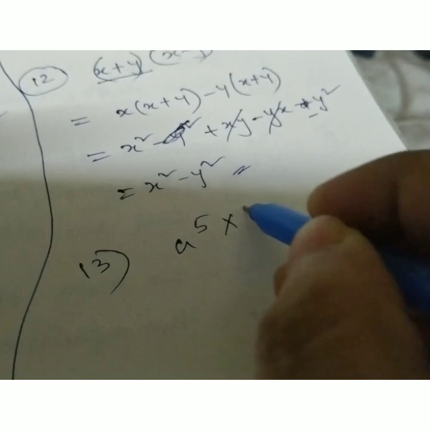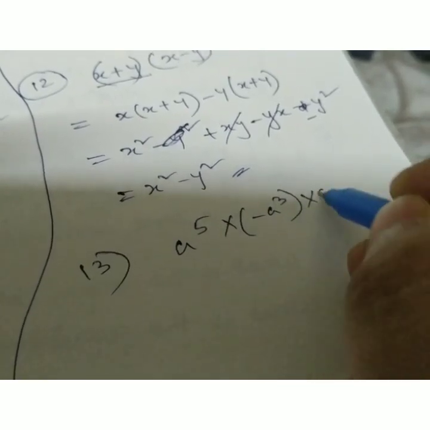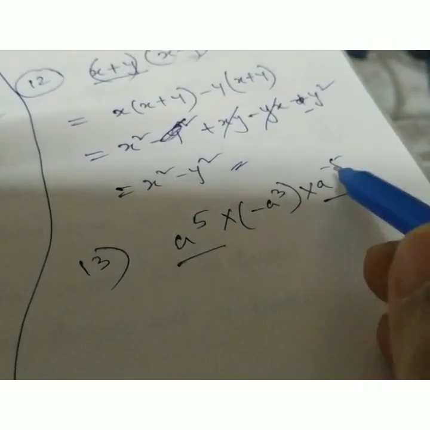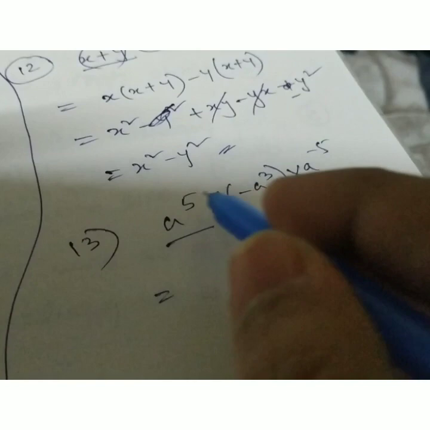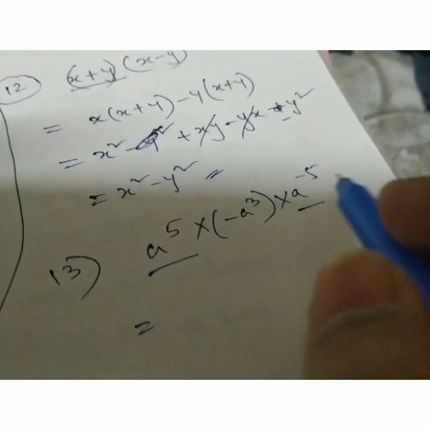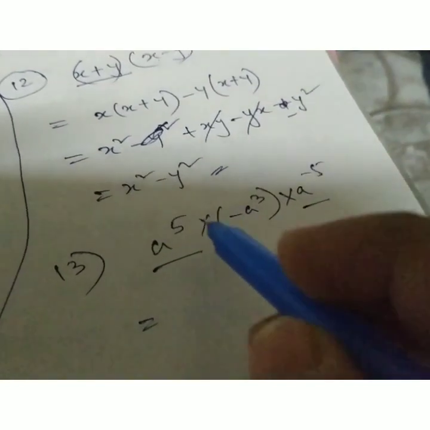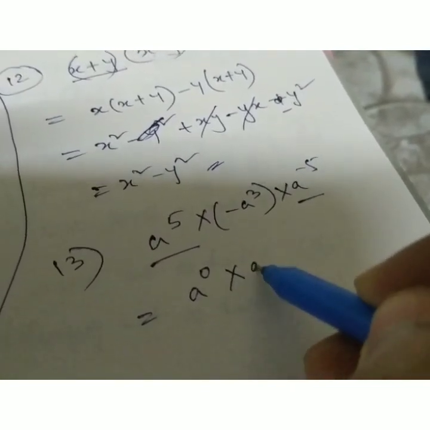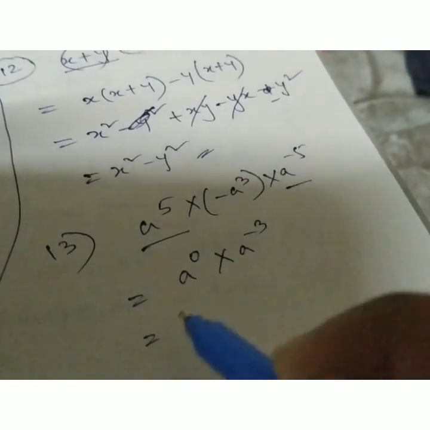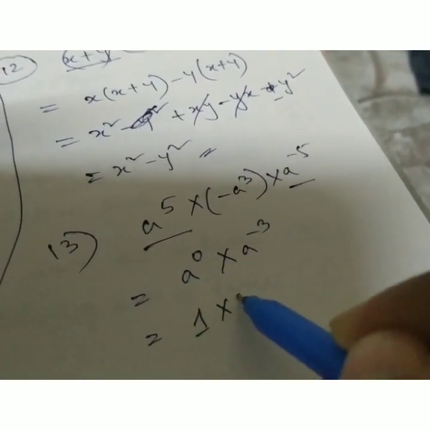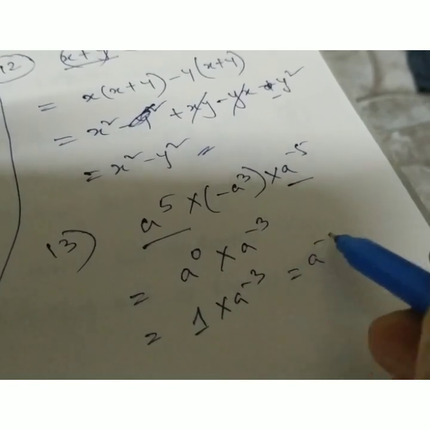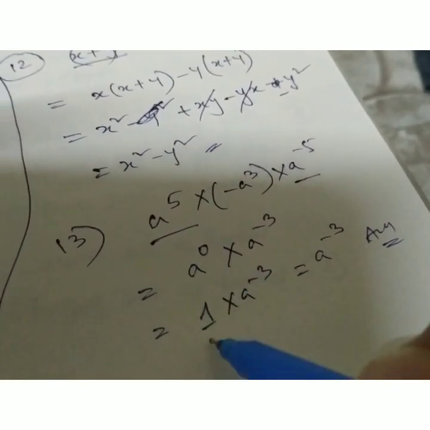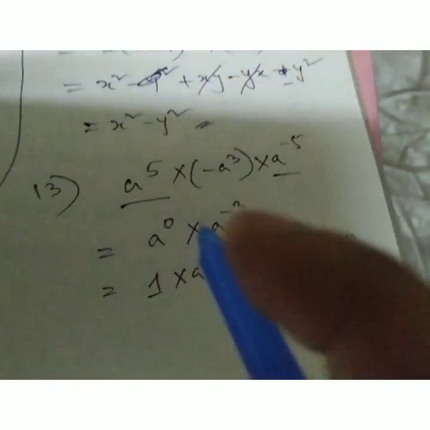Number 13, a to the power 5 into a cube into a to the power minus 5. So first of all we just consider these two, a to the 5 into a to the minus 5. We know that a to the power m into a to the power n equals a to the power m plus n. So 5 plus minus 5 is 0. So we can write a to the power 0 into a to the power minus 3. a to the power 0 means 1. 1 into a to the power minus 3 equals a to the power minus 3. That's the answer. So anything to the power 0 is 1, that's the thing which we used over here.